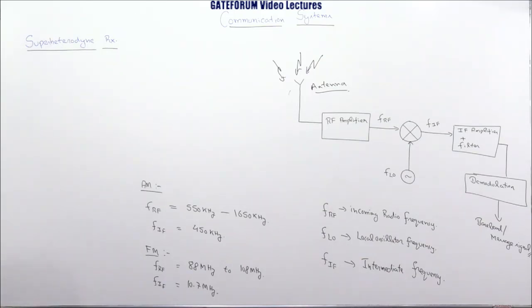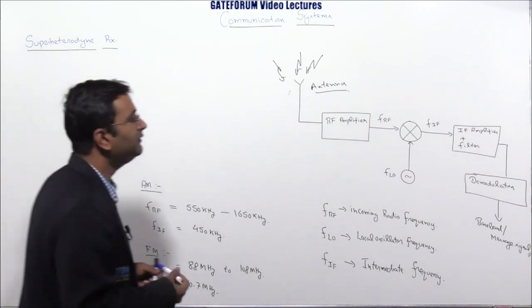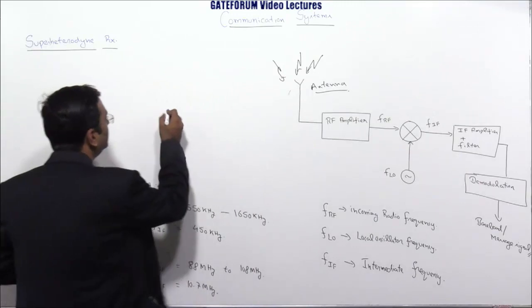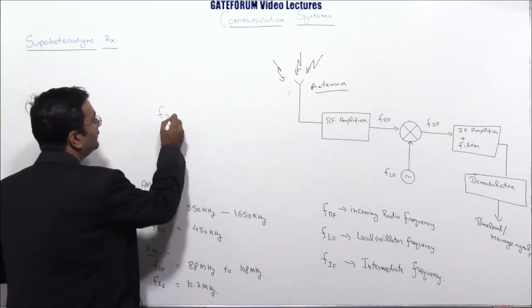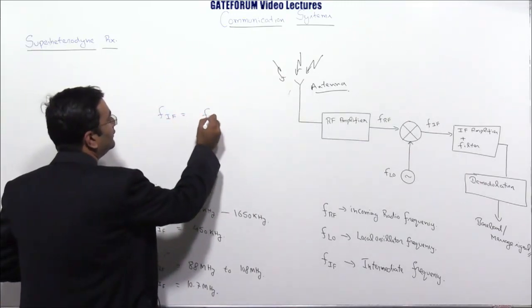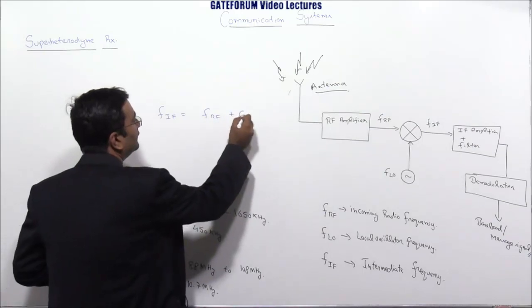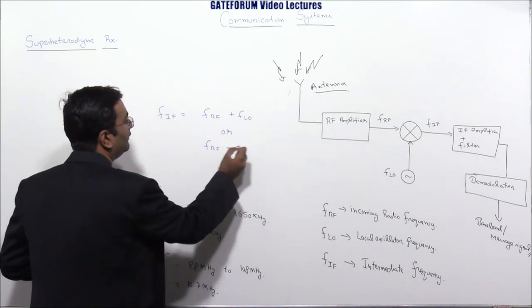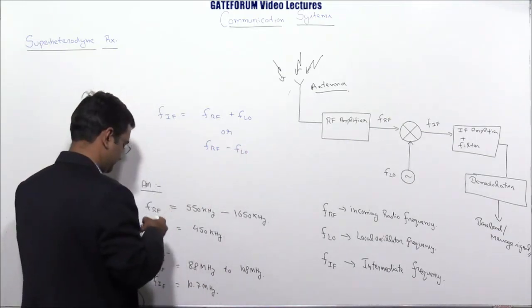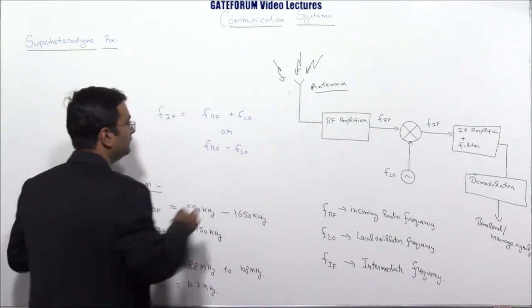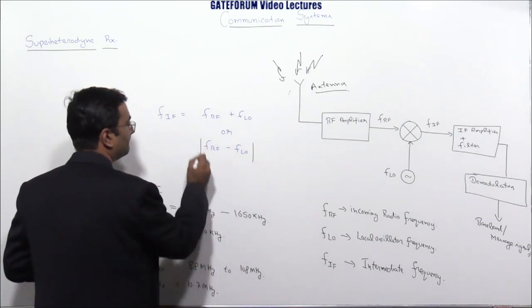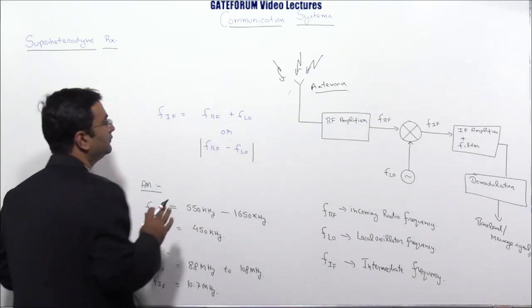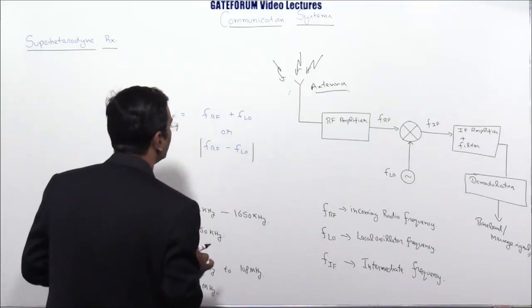Now, how does this FIF come into the picture? This FIF is basically the sum or the difference of FRF and FLO. So this FIF is FRF plus FLO, or FRF minus FLO, or it can be FLO minus FRF also. So that is the thing.